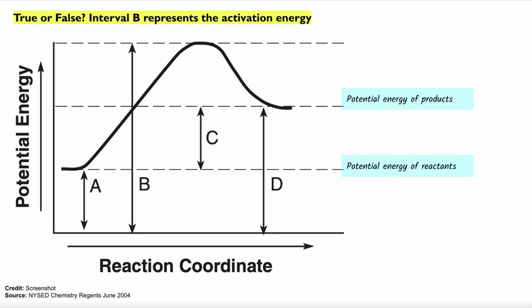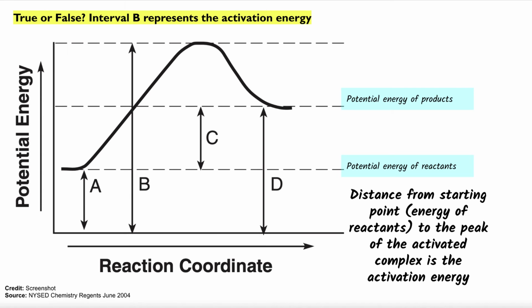So this is the distance from the starting point, the energy of the reactants, to the peak of the activated complex, which should be the activation energy. So here is the peak of the activated complex, that dotted line at the very top there.